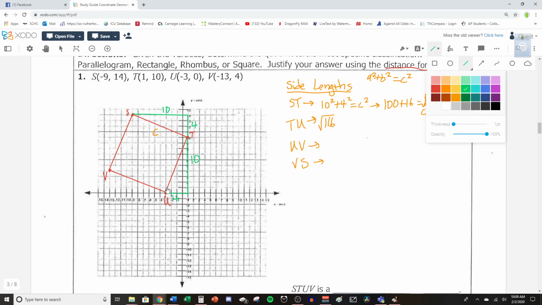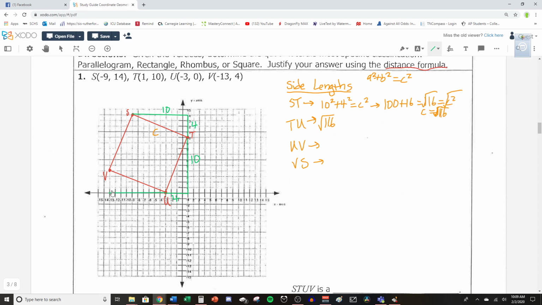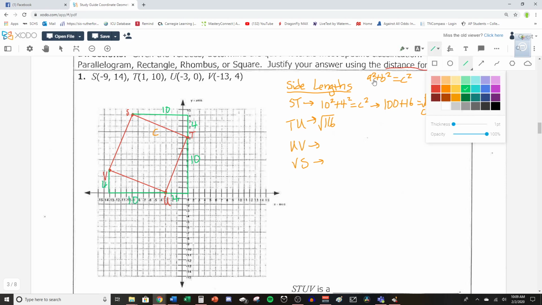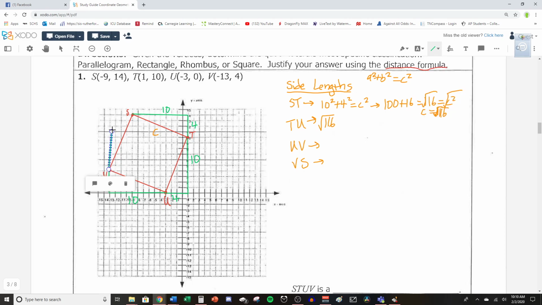Let's just check that with the others. This one goes over to -13, up to +4. Again, we're seeing that this is going 10 this way, 4 this way. Let me go ahead and draw the last one here. It goes up and then over right there. And this goes from 4 to 14, so yeah, that's 10. And then from -13 to -9, so yeah, that's 4 as well.